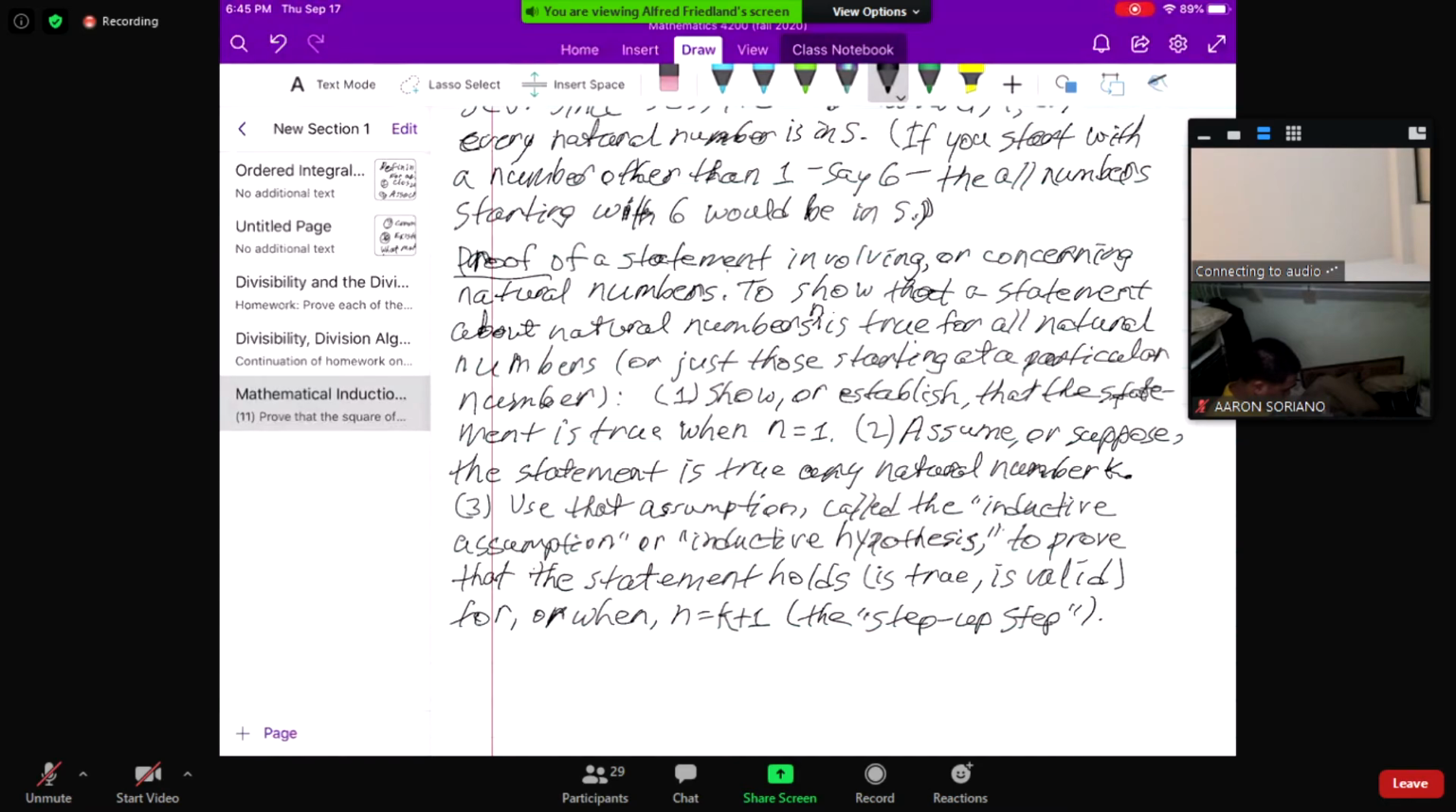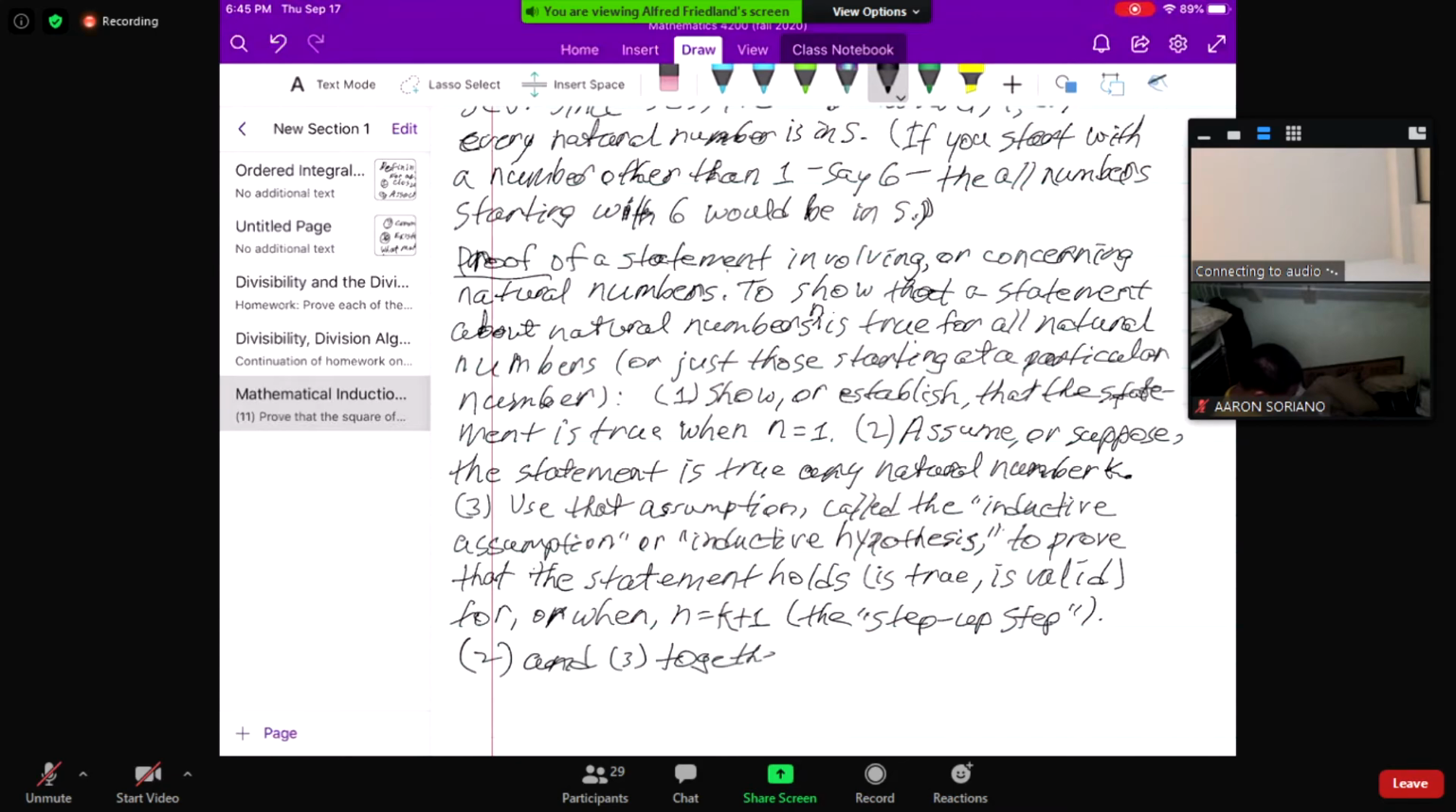Now, if you don't like the idea of, at the beginning of number 2 above, assume, so I'll just say 2 and 3 together.